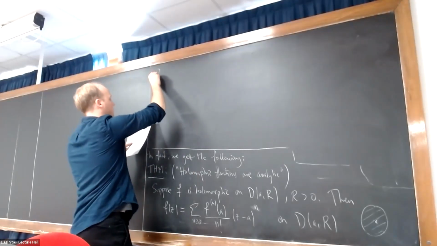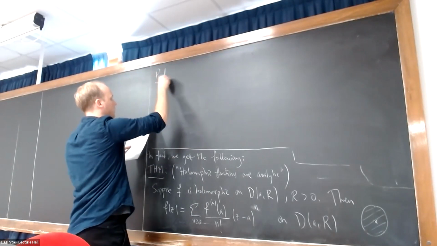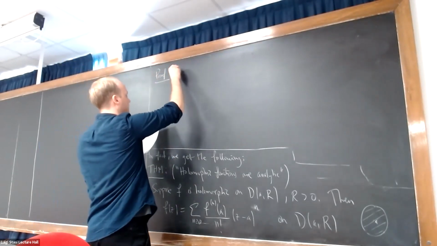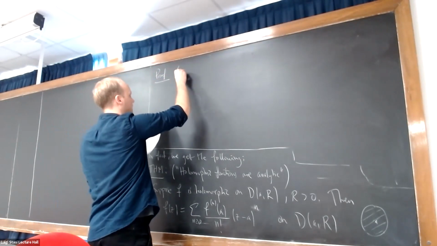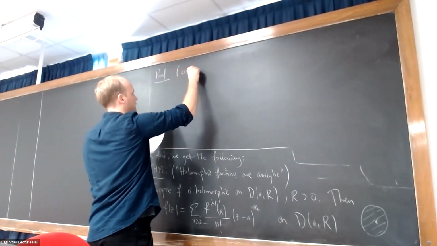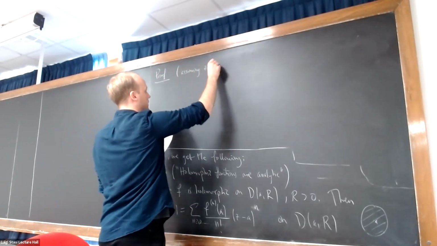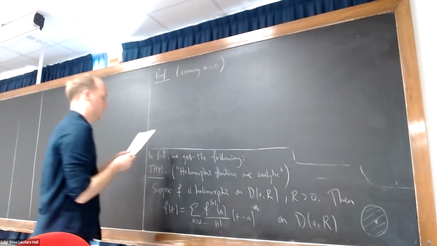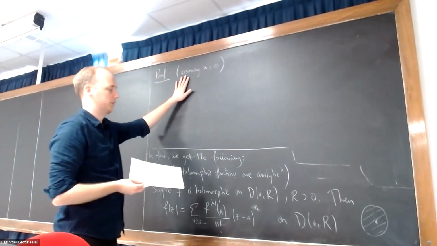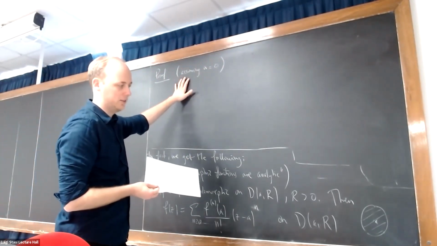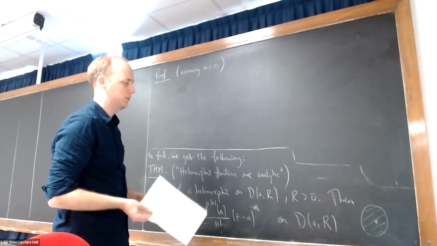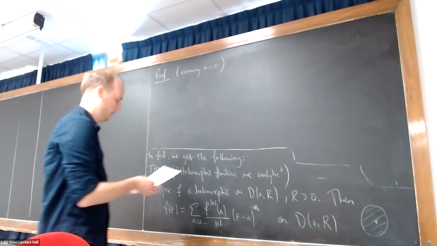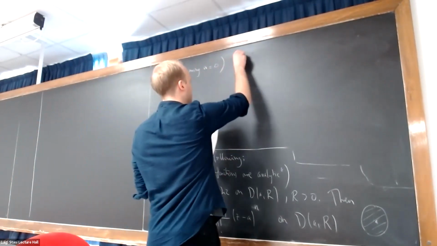So the proof. I gave a proof assuming a is equal to 0, just for simplicity of notation. If a is not 0, you can do exactly the same thing, but instead of z, you write z minus a everywhere. Okay. So let me just do this.